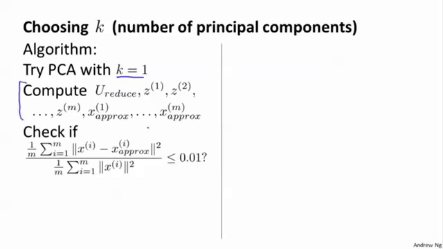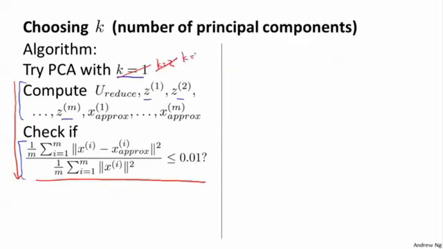So we compute Ureduce, compute z1, z2, up to zm, compute all those x1 approx and so on up to xm approx, and then we check if 99% of the variance is retained. Then we're good, and we'll use k equals 1, but if it isn't, then we'll next try k equals 2. And then we'll again run through this entire procedure and check, is this expression satisfied? Is this less than 0.01? And if not, then we do this again.